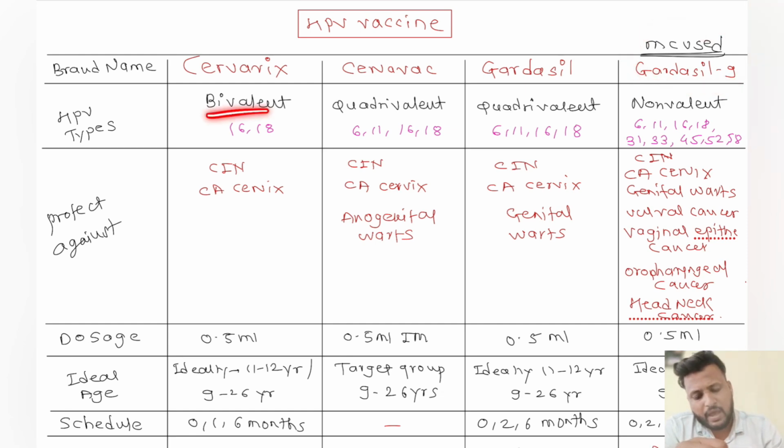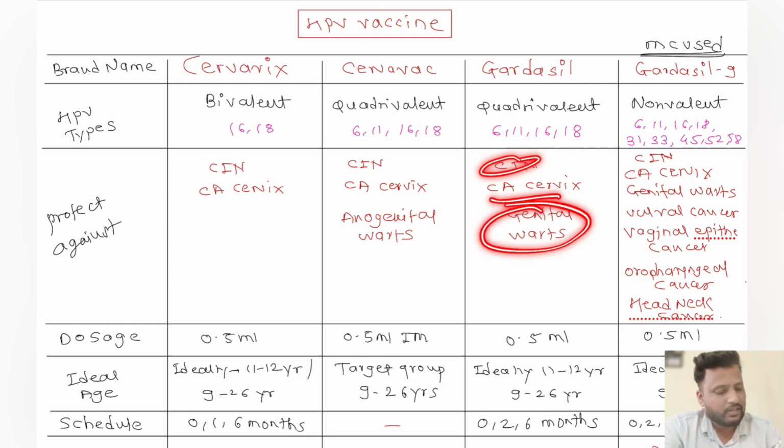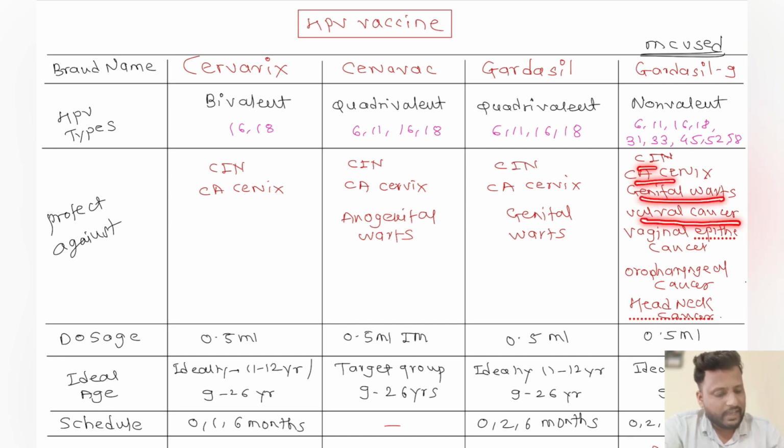Now this bivalent vaccine protects against only CIN and CA cervix. This quadrivalent protects against CIN, CA cervix plus anogenital warts. This novalent is CIN, CA cervix, anogenital warts, vulval cancer, vaginal epithelial cancer, oropharyngeal cancer and head and neck cancer. That's why it is most commonly used in India. That is your Gardasil 9.